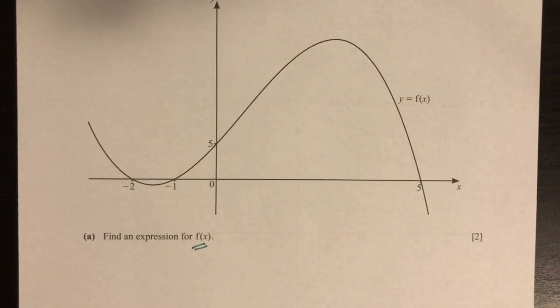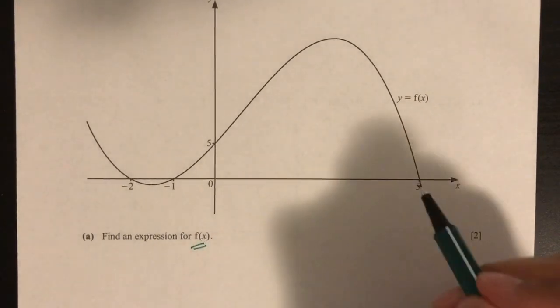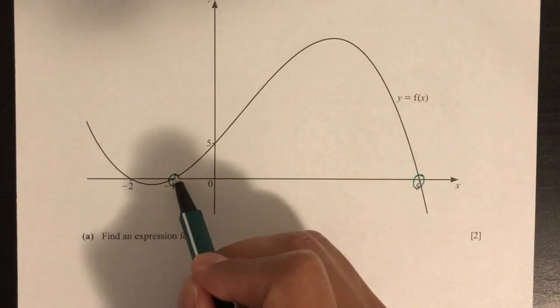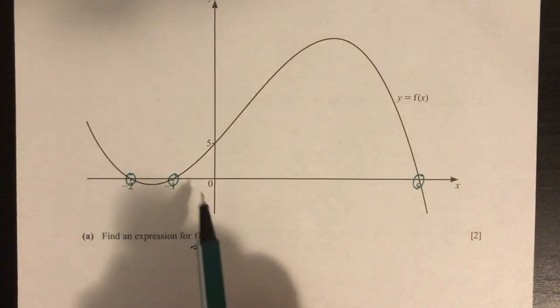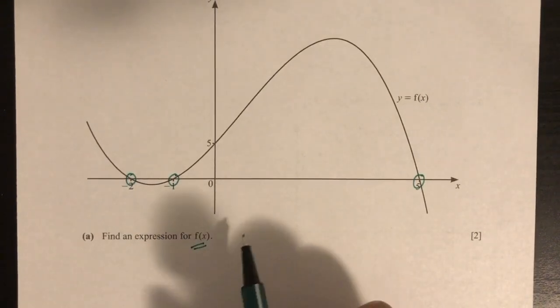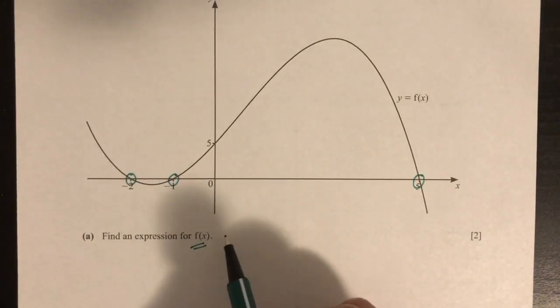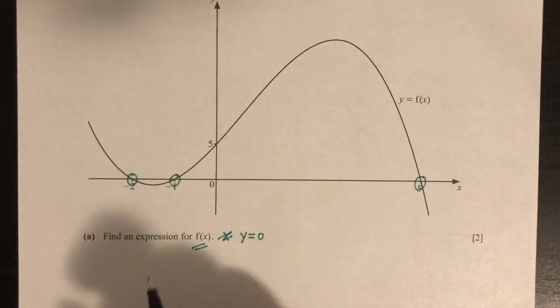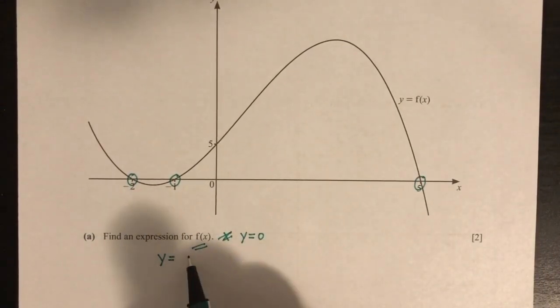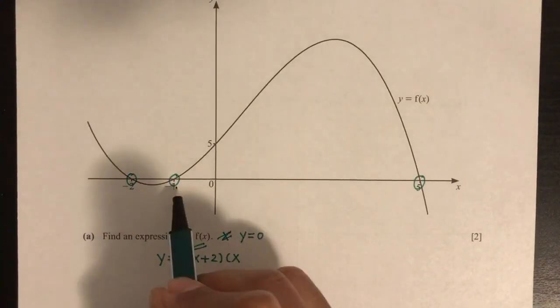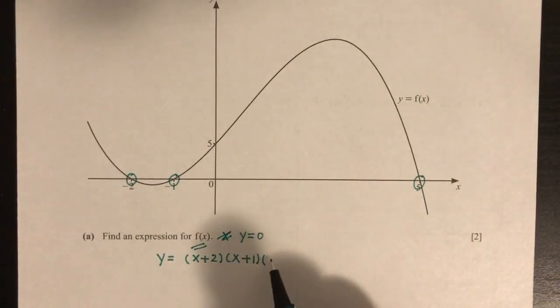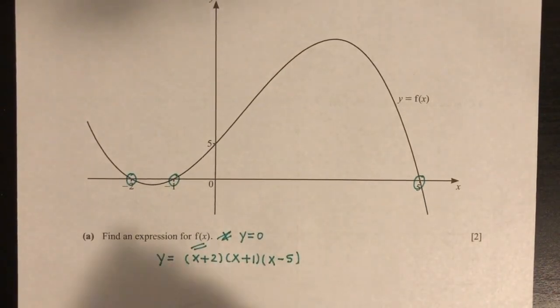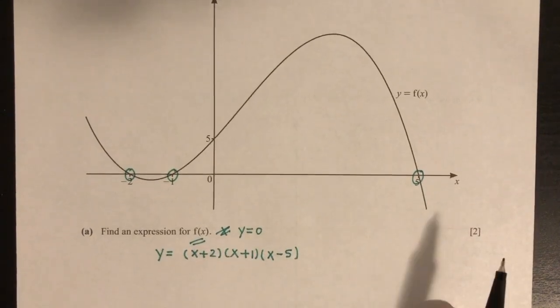So how do you find that? You have a few points that we need to look at. The first point is this one, and then this one, and this one. It is the point where it touches the x-axis. So basically these are the solutions for the equation at y equal to 0. So for now we have y equal to the factors, which is x plus 2, x plus 1, and x minus 5. That will be the initial position for this one.